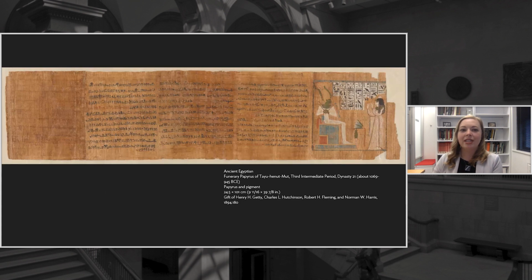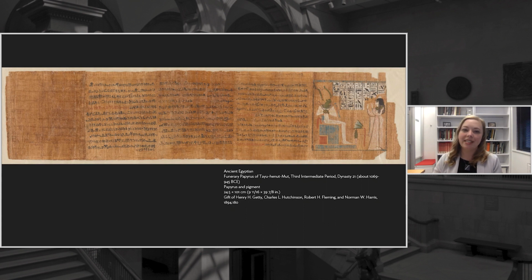One such object is the funerary papyrus of a woman named Tayu Henutmut. This scroll is made up of 5 papyrus sheets. During antiquity, the papyrus plant grew readily in the marshes of Egypt. When cut into strips, layered, pounded flat, and then dried, the plant formed a material similar to paper that was easy to write on. The center 3 pages of this scroll contain chapters from a religious text that the Egyptians called the Book of Going Forth by Day.